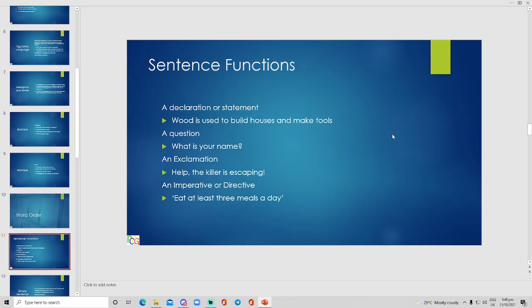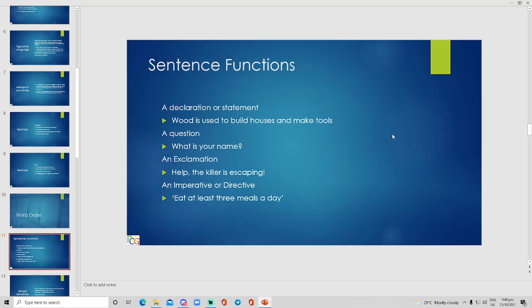Next function that sentences have, an exclamatory sentence or an exclamation. So, help. Why did they put this in here? Help. The killer is escaping. I think that was a TikTok. But point is, this is an exclamation. The person is exclaiming, help. The killer is escaping. So usually there's urgency in language.